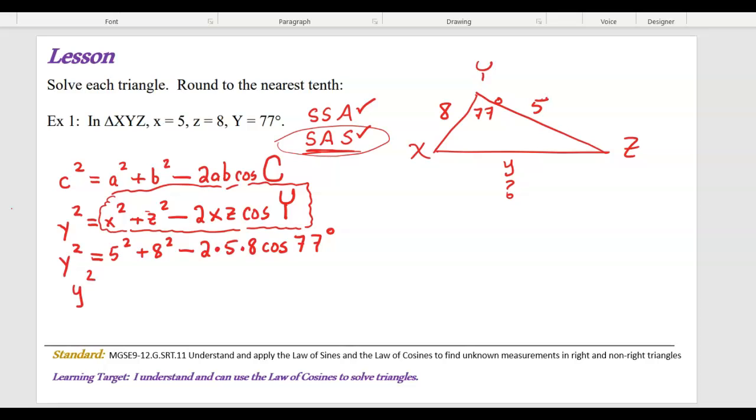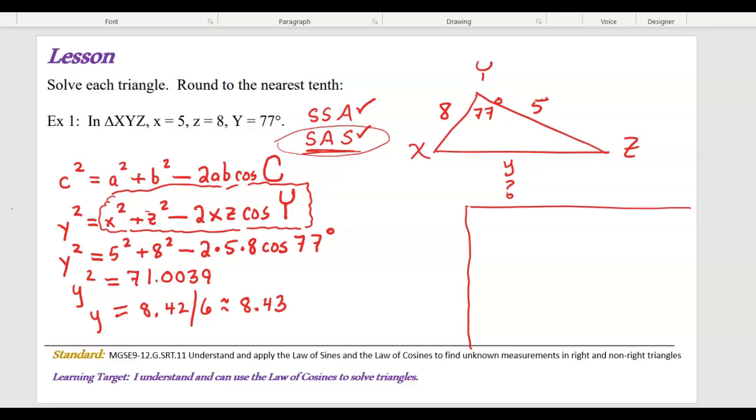So y squared is going to be not a pretty number, so 71.0039. Then you take the square root of both sides. So the square root of 71.0039 is, well, remember there are 2, but we're only concerned with the positive one. So 8.426, which is approximately 8.43.